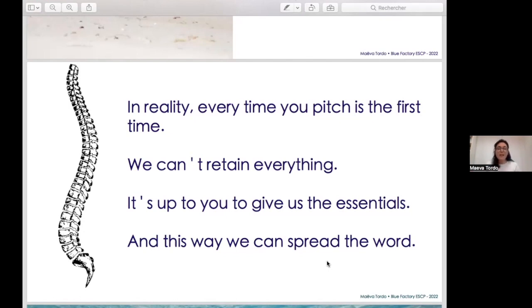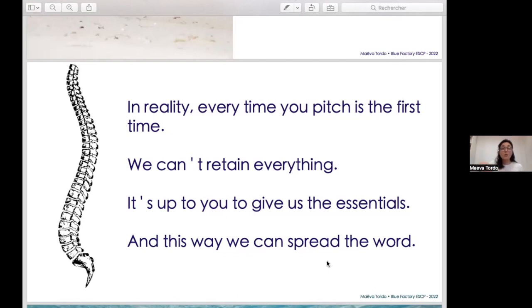So first of all, realize that anytime you present what you do, it's the first time for the person, and you really want the person in front of you to get what you try to explain. Second thing, it is impossible for your audience to remember everything that you say. You know your project by heart. For us, it is the first time we're discovering it. If you are using a too complex word, you are losing us. So work on identifying what is the essential that you need to tell us so that we can understand very well what you do, and we are able to spread the word.